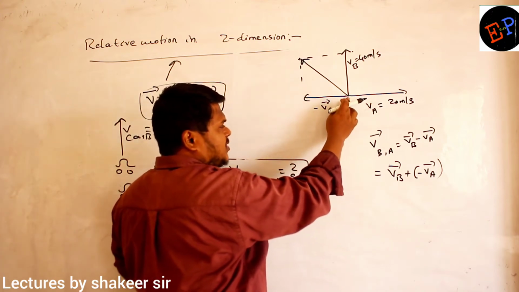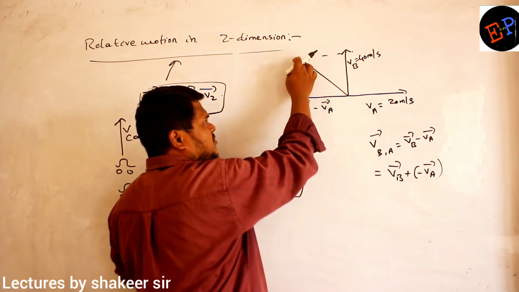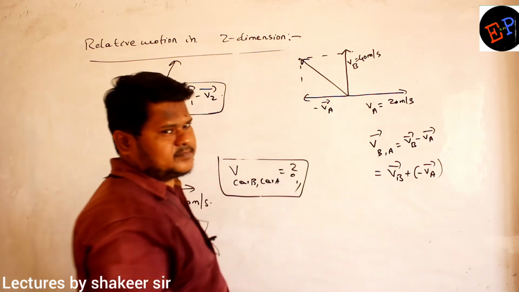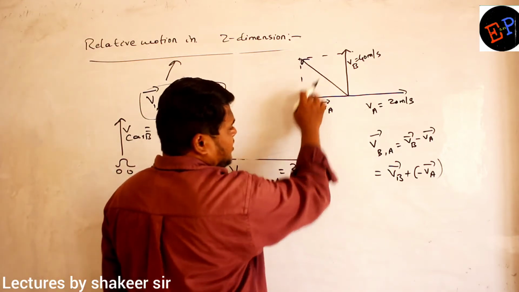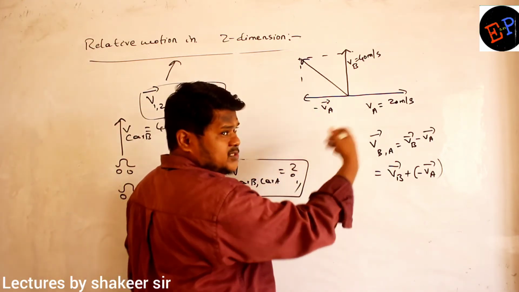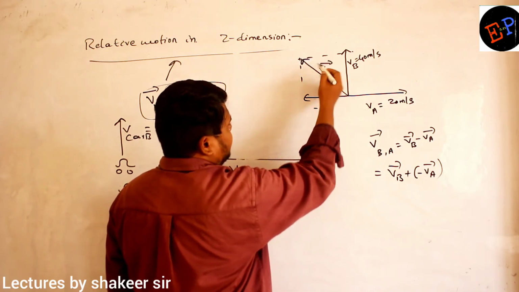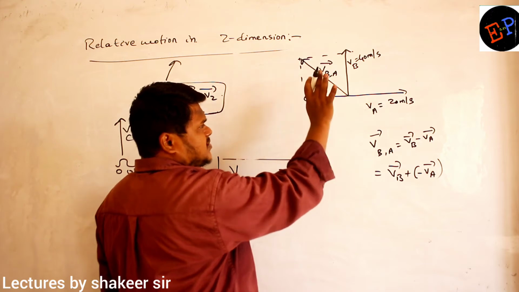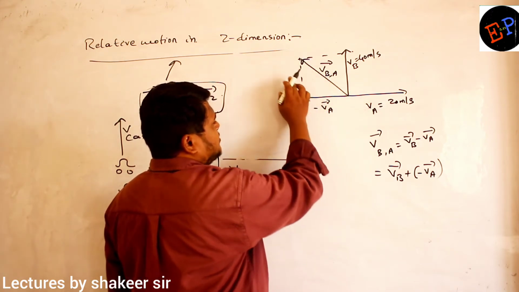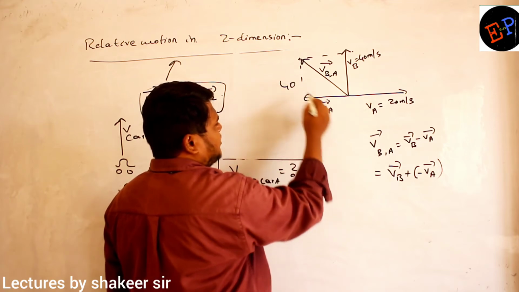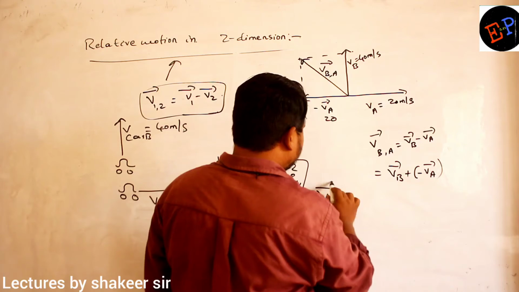Two vectors are joined tail to tail. The resultant should be drawn from where the two tails join up to the other end of the diagonal, the other end of the parallelogram. Clear now? Then what is this one? This is the relative velocity of B with respect to A. Magnitude wise it is the same. In this right angle triangle, this is 40 and this is 20. So the magnitude remains the same.